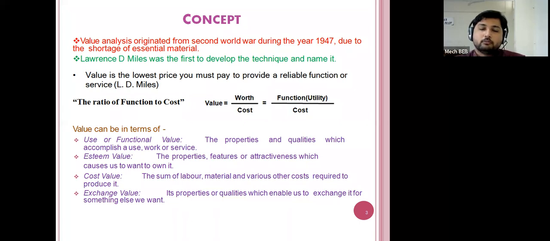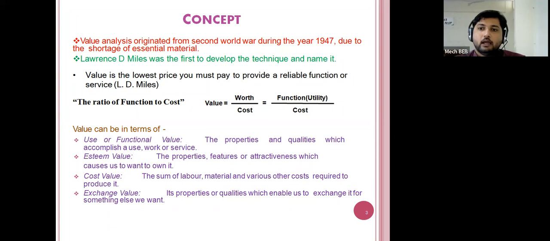So essential materials, if you take the clothing, if you take the foods, these are the essential materials. Then for the war front, gunpowder is required, bullets are required, pistols are required. So all these are the required things during the war period, and what will be the value for that thing? And it was firstly developed by Lawrence D.